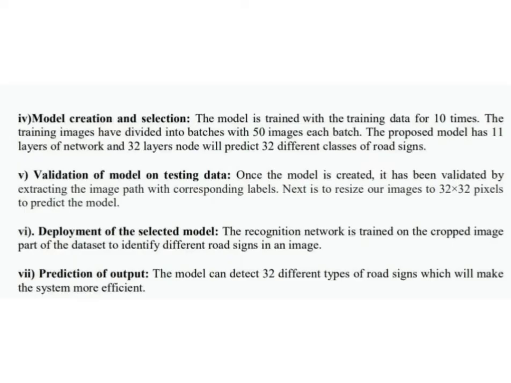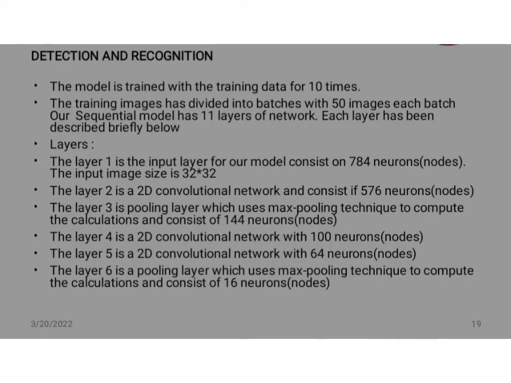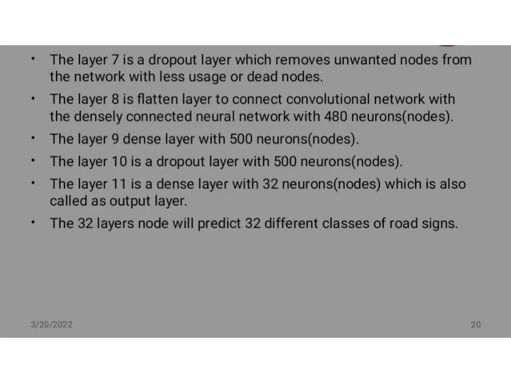Model creation and selection. The model is trained with the training data set 10 times. The training images are divided into batches with 50 images in each batch. The proposed model has 11 layers of network and 32 nodes in the output layer to predict 32 different classes of road signs.